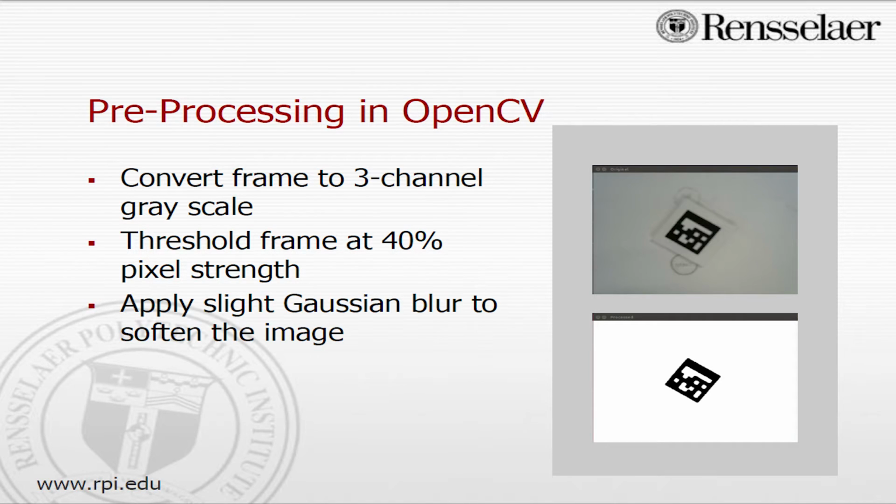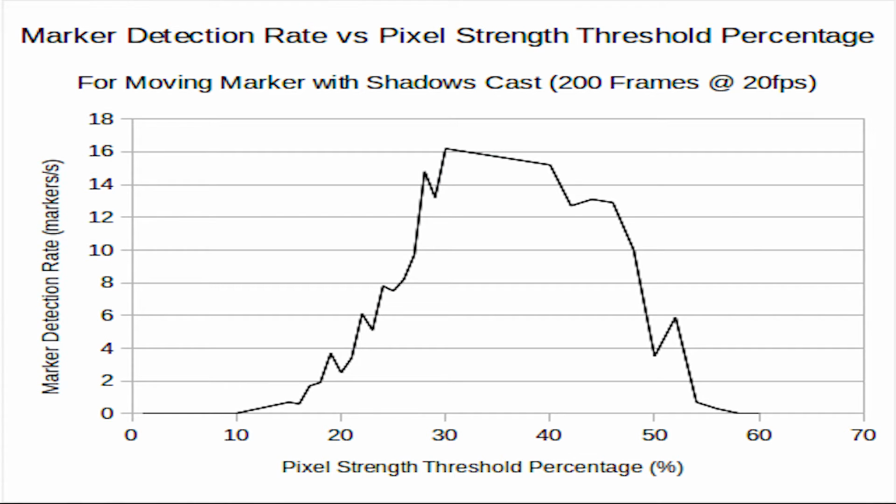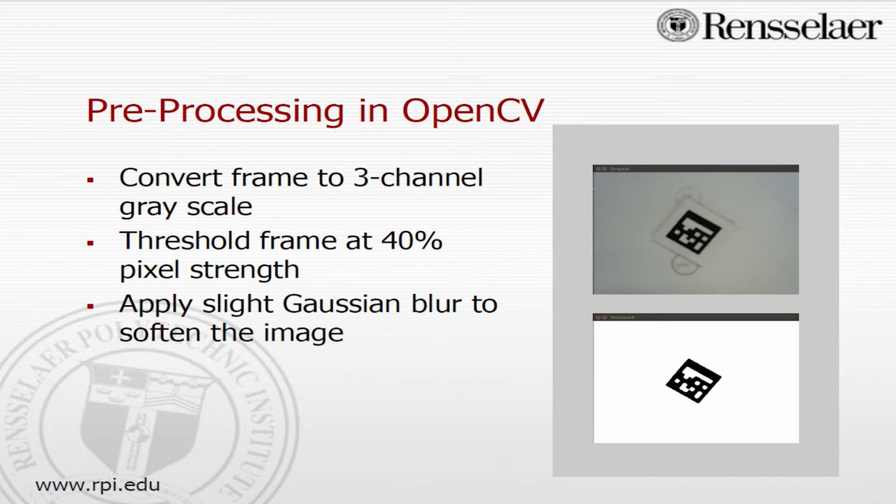MDR is improved by pre-processing the video frames before attempting to detect if any tags are present using HAMPI. We process frames by first grayscaling and then thresholding the pixels to either pure black or pure white based on a percent pixel strength decision boundary. The highest MDR is achieved for the range of 30% to 40% pixel strength as our thresholding decision boundary, and 40% is chosen to make it slightly harder to white out pixels due to the bright lighting conditions of the lab space. Finally, a slight Gaussian blur is added to each frame to soften the image a little.